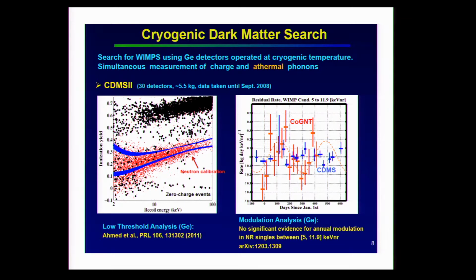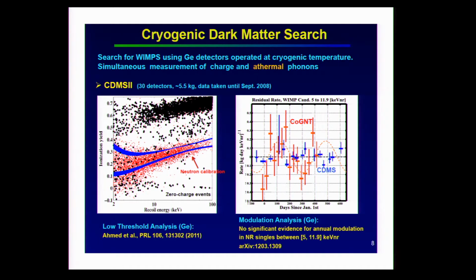So let me now go to the CDMS experiment. We are using a germanium crystal, and we detect both the charge and the phonons. We did run the CDMS II detector until September 2008, and we had several results, in particular high threshold, high mass WIMPs, but also low threshold. Here you can see a plot of the low threshold analysis. This shows the ionization yield, which is the ratio of the ionization over the recoil energy, as a function of the recoil energy. So you can see different types of events.